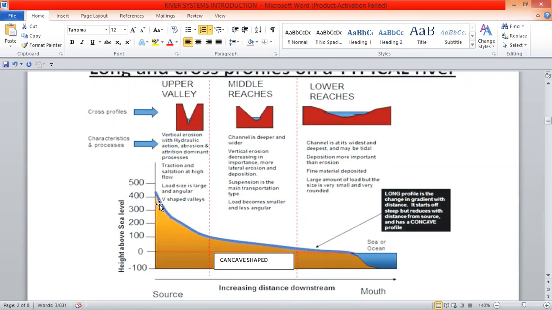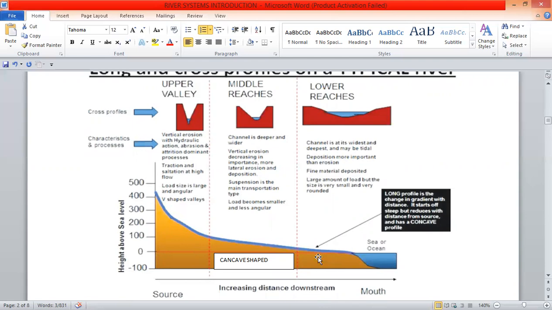When looking at the whole shape of the longitudinal, you can see that it takes this shape, concave. It's a concave shape. The longitudinal takes a concave shape from the source of the river down to the mouth. The mouth is here where the river enters the larger body, which is the sea. So this is the longitudinal profile.